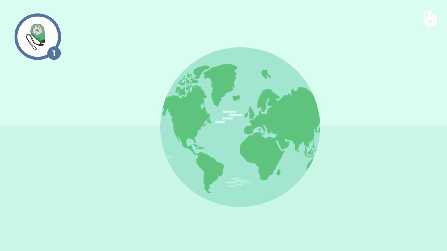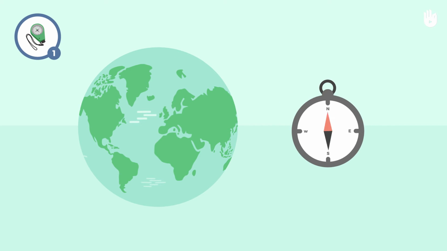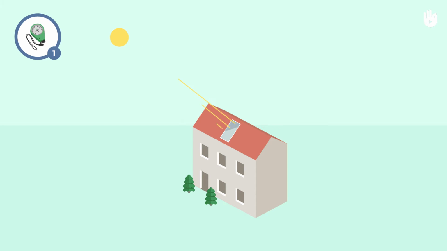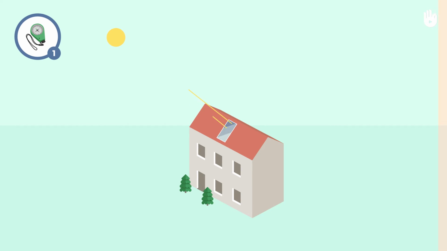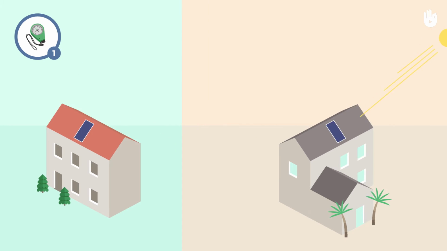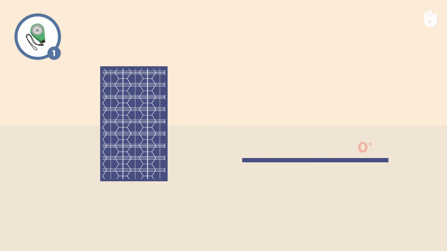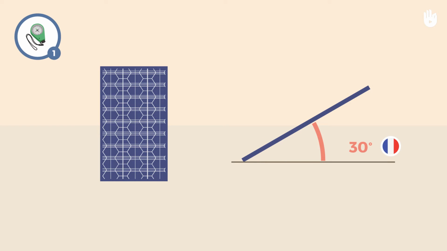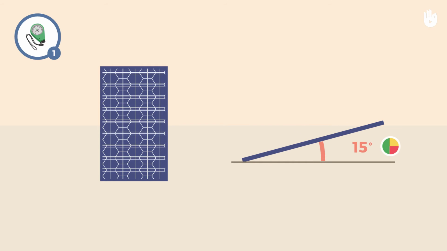Step 1. Position the panel correctly. If you are in the northern hemisphere, find south. And if you are in the southern hemisphere, find north. Pre-position the solar panel. Place the panel at an angle to the ground defined by a norm that will vary depending on the country. In France, it is 30 degrees. In Benin, it is 15 degrees.